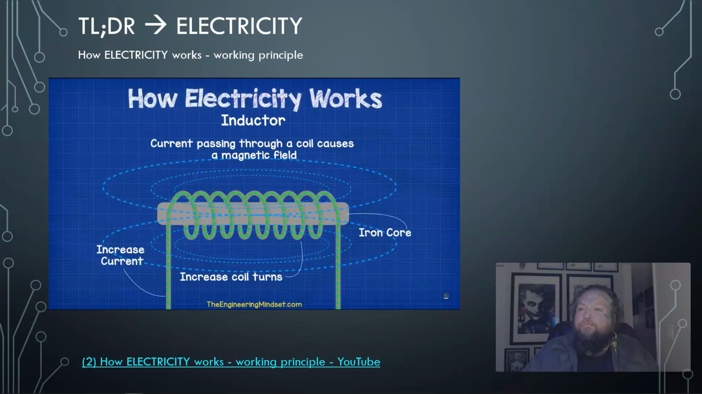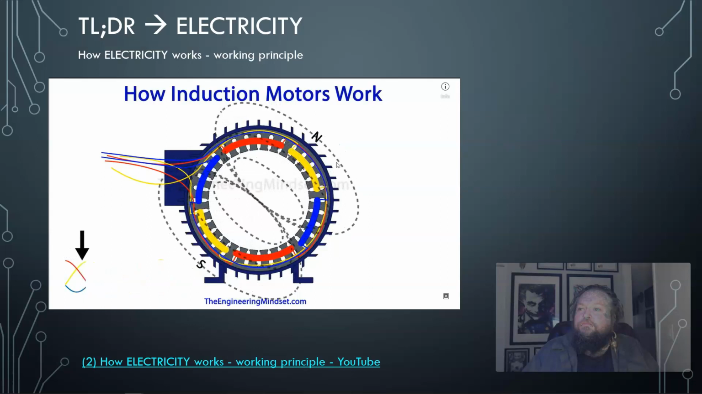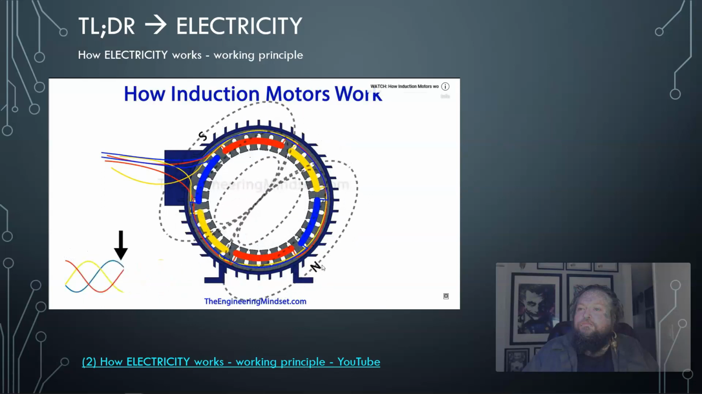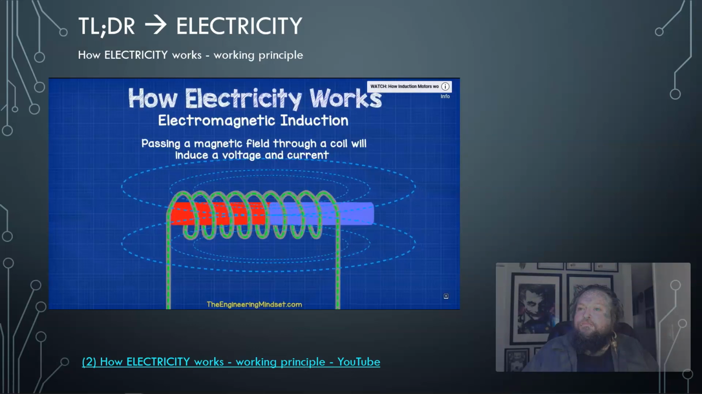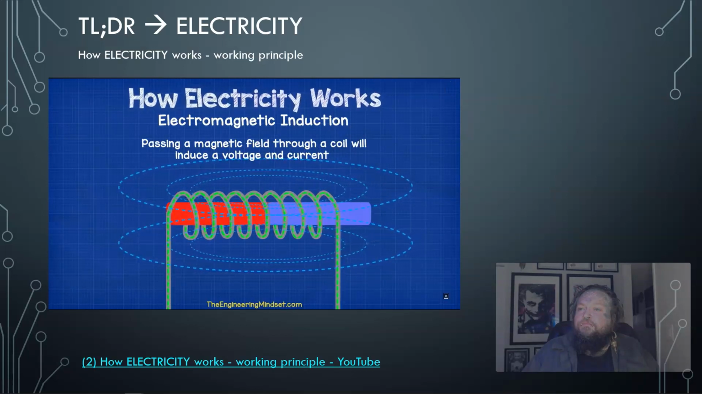We can increase the strength of the magnetic field simply by wrapping the coils around an iron core. We can also increase the number of turns within the coils, and also increase the amount of current passing through the circuit. Now this is how electromagnets work, and it's also the basis of how induction motors work. If you want to learn more about induction motors, we've already covered this in another video, just see the link on screen now.